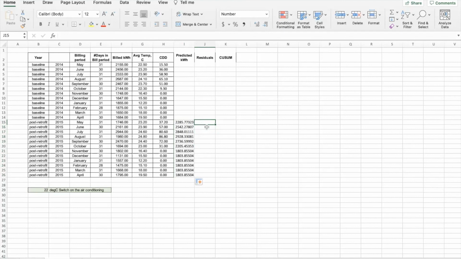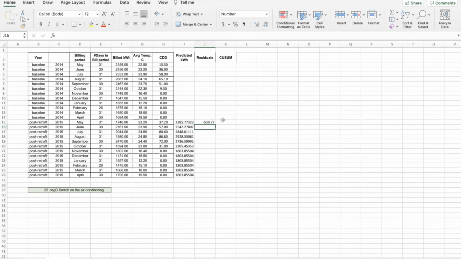Okay, if no, we need to know the difference. So the difference is the actual energy consumption minus the predicted one. The predicted one is based on our baseline. That means before we make any improvement, before we retrofit it, what will be the energy consumption? But eventually, we have made the improvement.